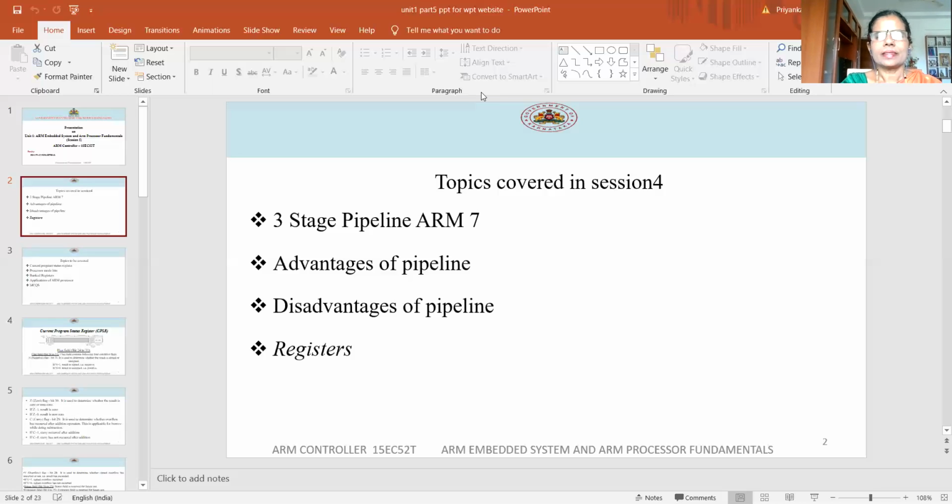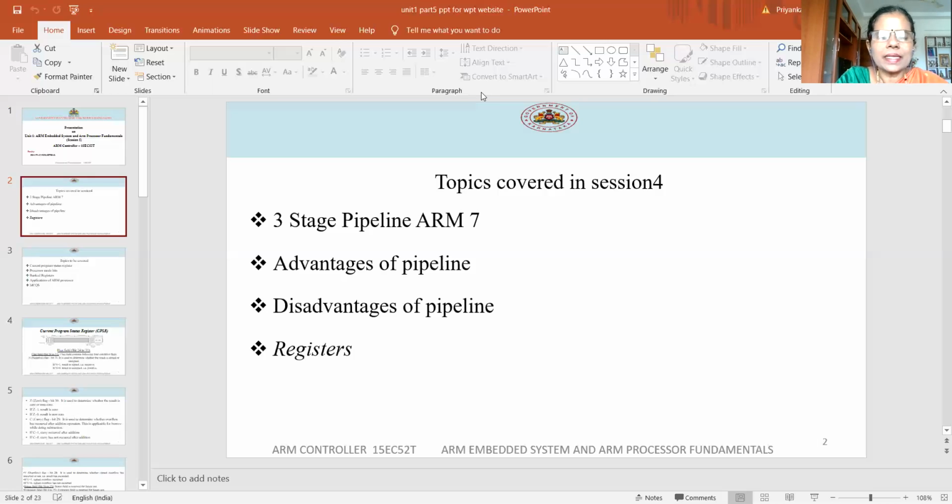But one big disadvantage we found in the previous session is that whenever the processor executes a branch instruction, it will jump to some other location. So the pipeline will not be proper, or the following instruction will not execute because it jumps to some other location. That becomes the pipeline hazard. Whenever a branch instruction comes, the pipeline hazard occurs. That is the disadvantage of a pipeline. Those things we studied in the previous session.